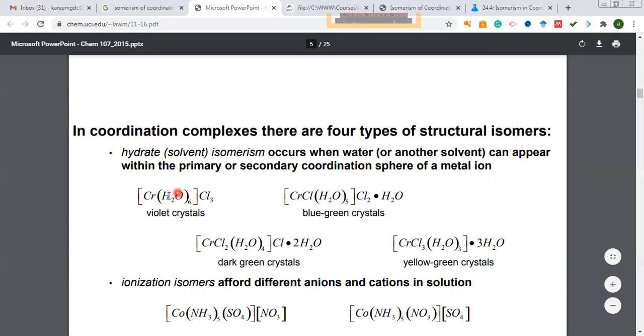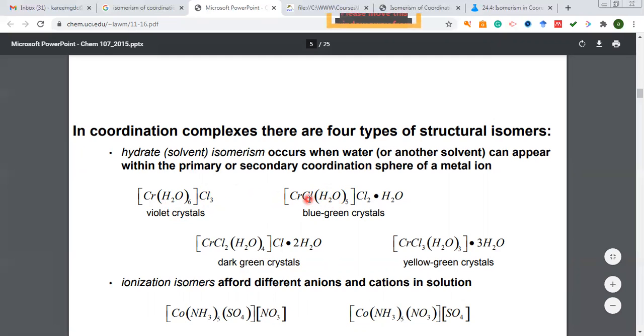Here water acts as a ligand, and 6 water molecules are present in the complex sphere. But in this case, one of the water molecules is exchanged with chloride. So now how many water molecules are present in the sphere? 5, whereas here 6. Here the 3 chloride ions act as counter ions, so those are present outside the sphere. But here 1 chloride is present inside the sphere.